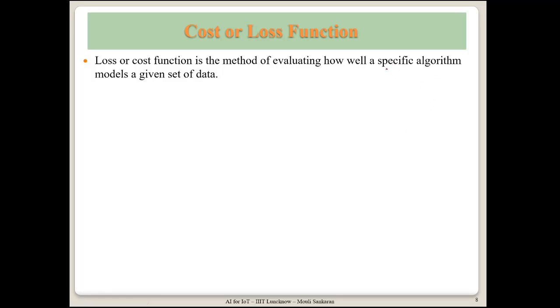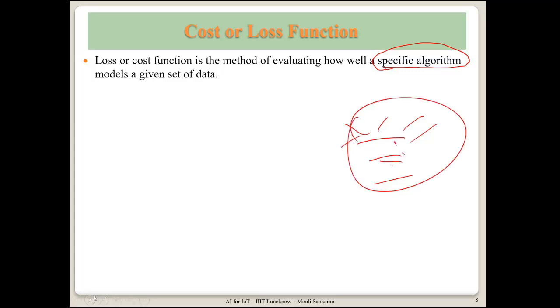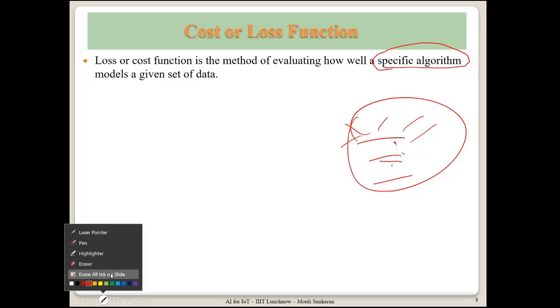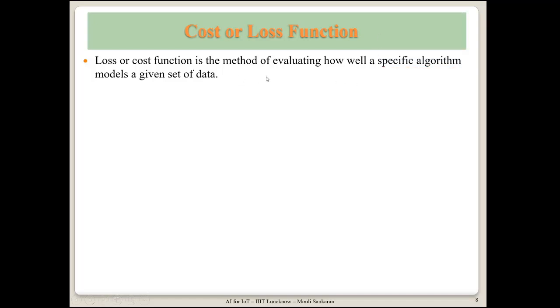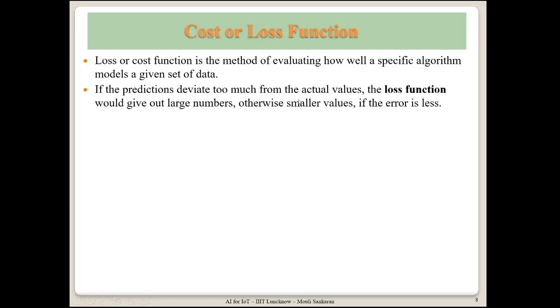So our algorithm means how we implement it, what equation we use to implement the model, or how many layers we have, whether dense layer or what are the kind of properties of the model. Okay, how good it is in terms of matching with our actual model. So if the predictions deviate too much from the actual values, the loss function output will be more, otherwise it will be less. So that is the error output that we get.